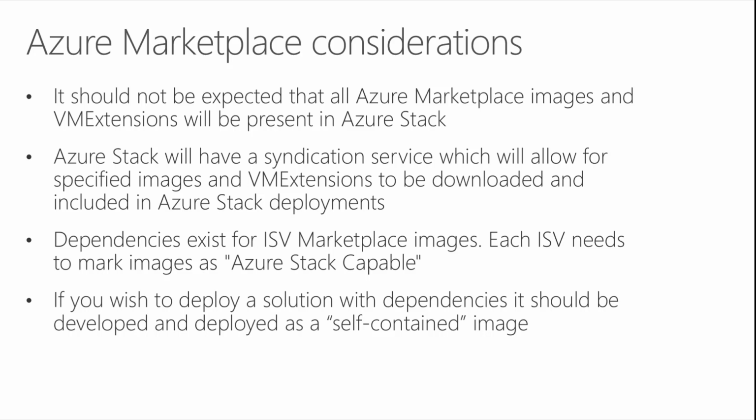Azure Stack will have a syndication service, which will allow specified images and VM extensions, we'll talk about those, to be downloaded and included in Azure Stack deployments. There are some dependencies for ISV Marketplace images, and each ISV needs to mark images as Azure Stack capable. Those are the ones we'll be pulling in from the administration portal for Azure Stack. You can't pull in a non-Azure Stack capable image from that interface, so that's a good thing. If you wish to deploy a solution with dependencies, it should be developed and deployed as a self-contained image. We'll talk a little bit later about how to do that.